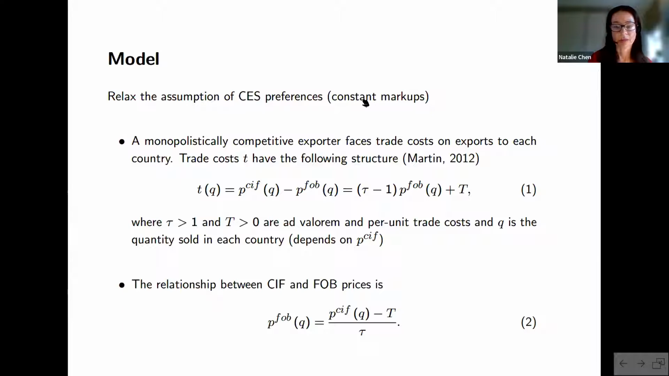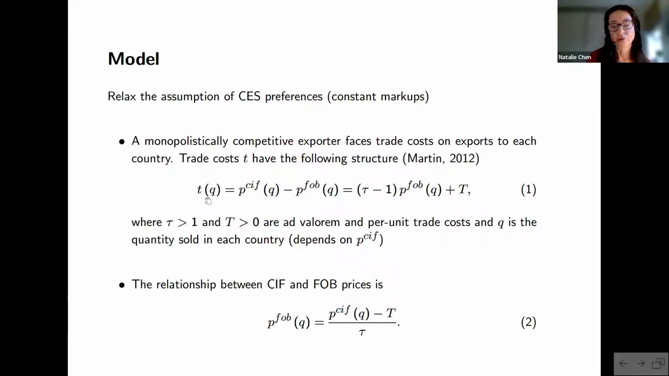constant markups. So to do so, we rely on the general framework of Mrazova and Neary that we extend by assuming that we have different types of trade costs. So we assume that we have a monopolistically competitive exporter who faces trade costs on exports to each country. And we denote trade costs by T, and we assume that they have the following structure.